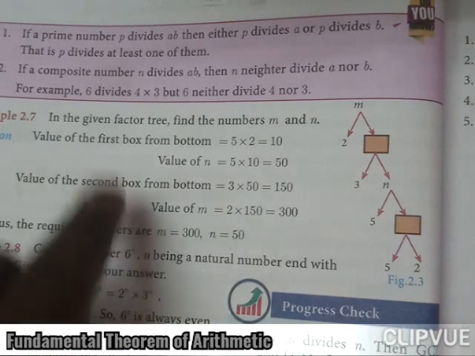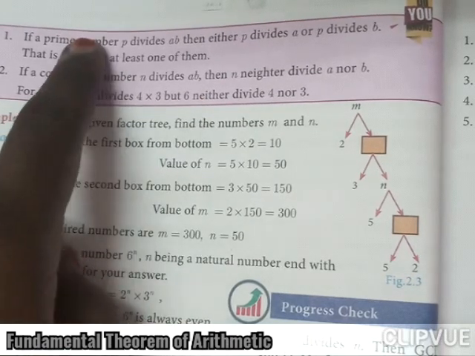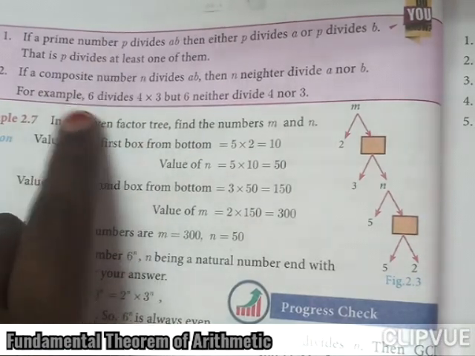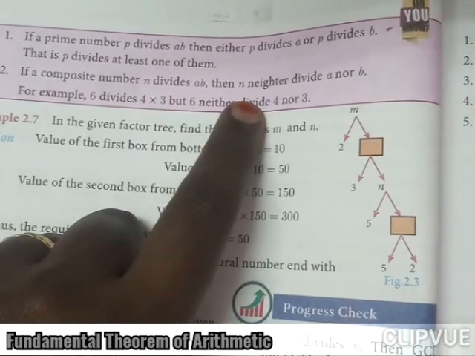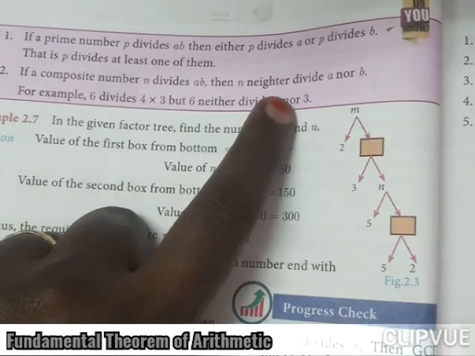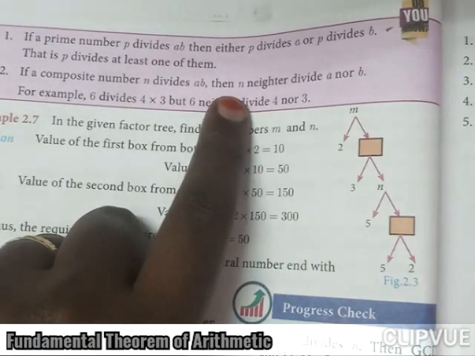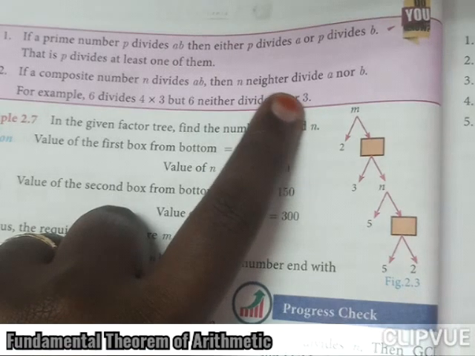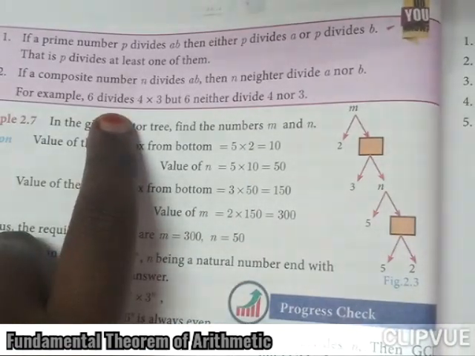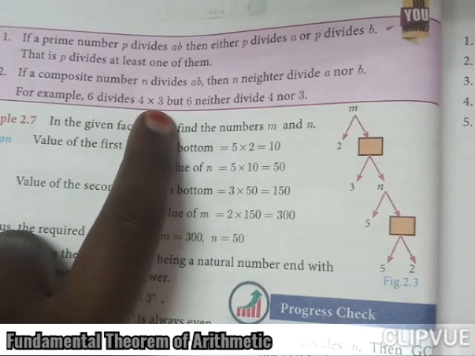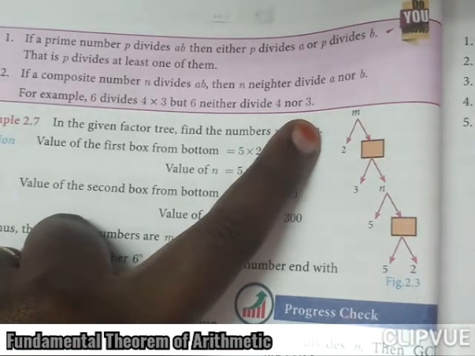Second one: the first one was a prime number. Here, if a composite number n divides ab, then n need not divide a or b; n may divide neither a nor b. For example, 6 divides 4 into 3, but 6 divides neither 4 nor 3.